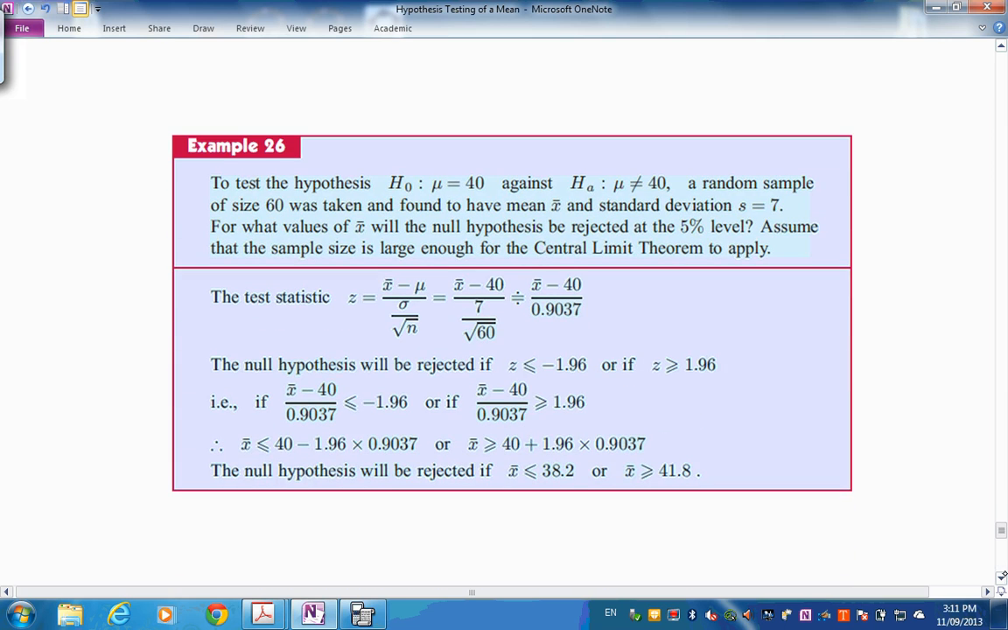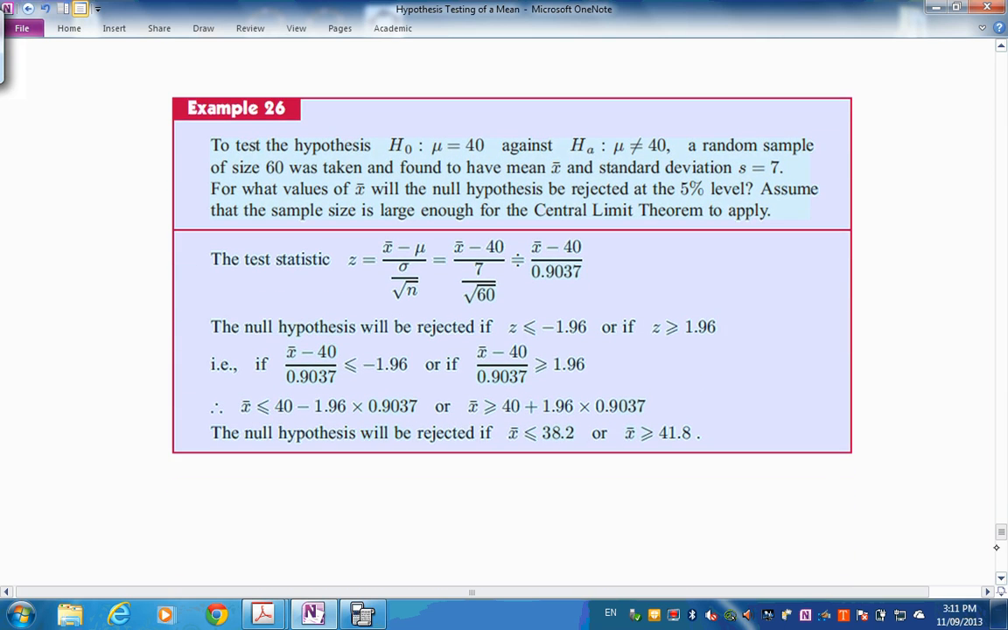Alright, the last little bit now is to test the hypothesis. Null hypothesis: mu is 40; alternative: mu is not 40. A random sample of 60, that's a good size, has a mean x bar and a standard deviation s, so that's the sample standard deviation. For what values of x bar will the null hypothesis be rejected at the 5% level? In other words, when you go out there and get a mean, can you straight away say how far that mean should be away from 40?